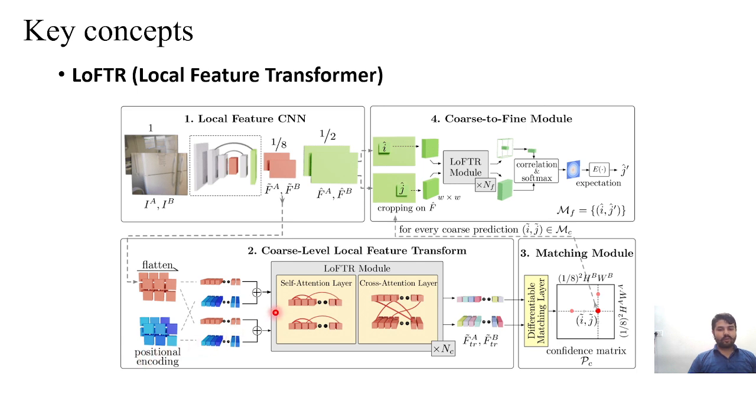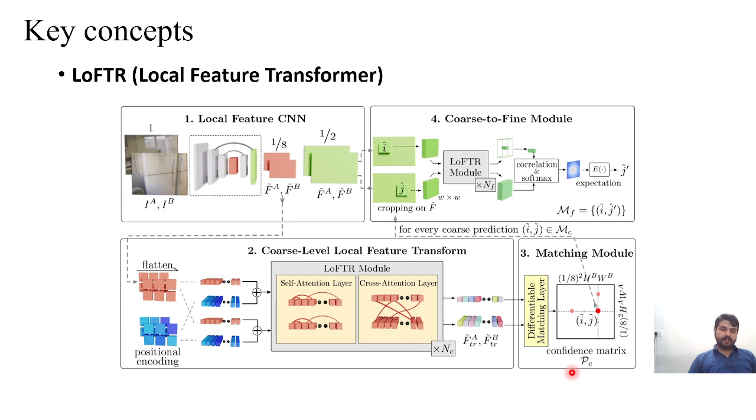Then it passes through the LOFTR module. In the LOFTR module, it passes through the self-attention layer and cross-attention layer. Then the output of this module is passed through the differentiable matching layer, and in the differentiable matching layer, it finds out the confidence matrix for the coarse level features.